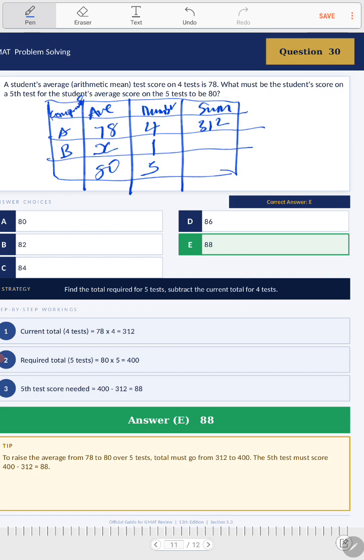Let's see. S times 1 is S. 80 times 5 is 400. Remember that 312 plus S is supposed to give us 400. That means 400 minus 312. That is 88. This is correct.